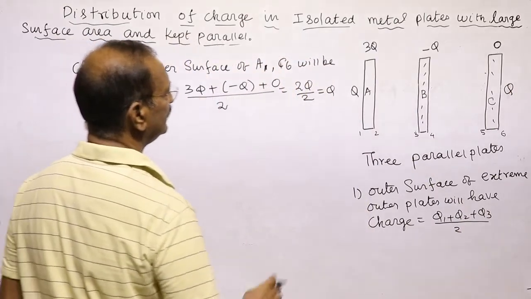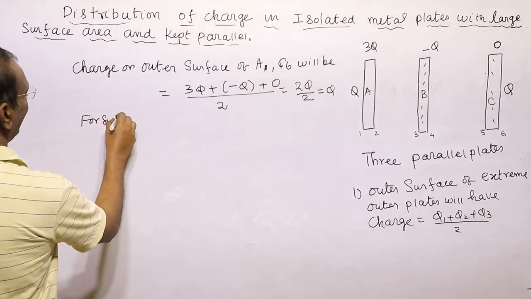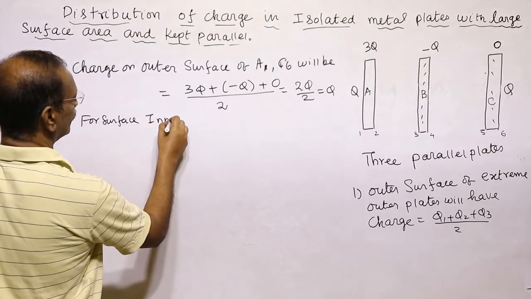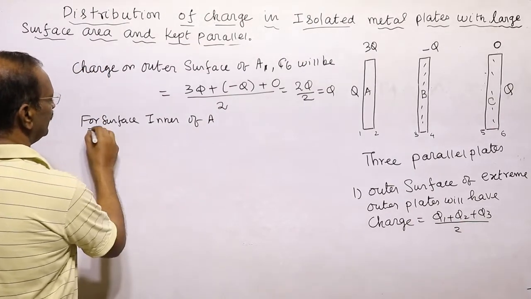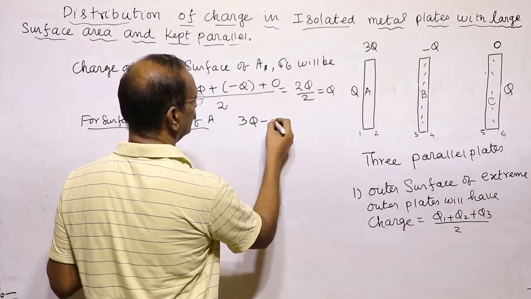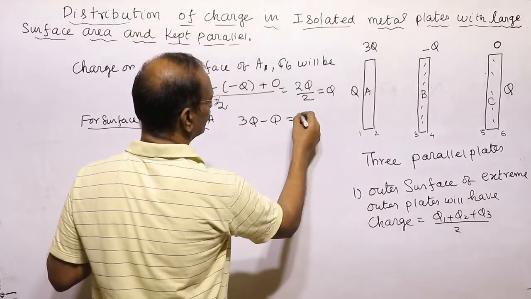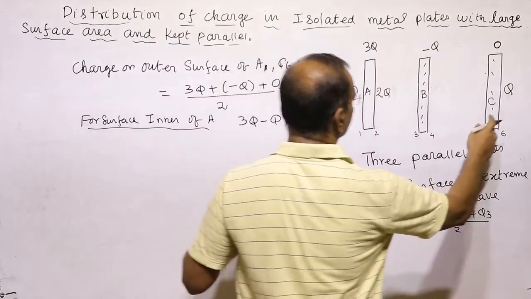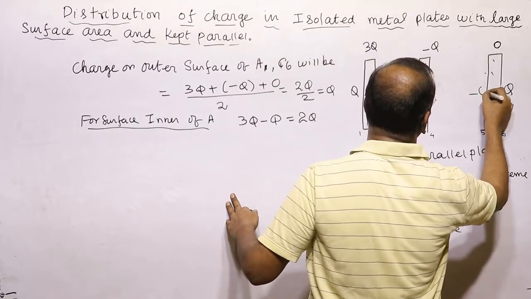Second, for the inner surface of plate A, how much? Net charge minus the charge outside. Net charge minus the charge here, that will be the charge here. It is equal to 2q. So this will have a charge of 2q. And here also, this is 0 and this is q. 0 minus q, it will have a minus q charge.